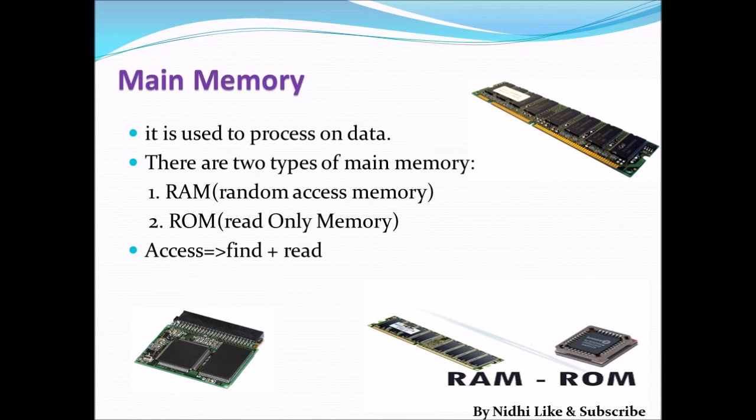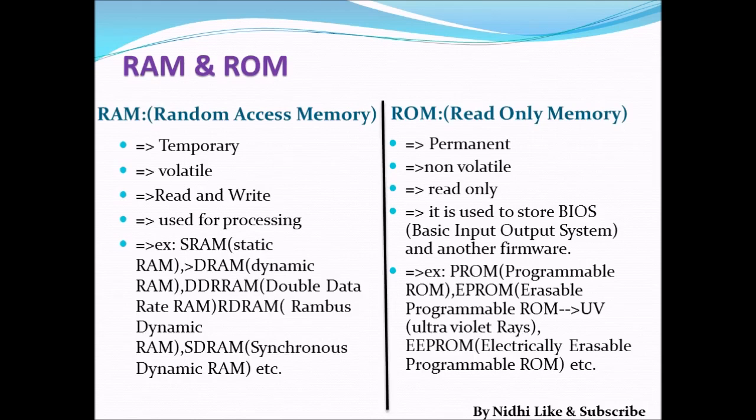For example, I have opened a PPT, so that PPT is opened in random access memory. If I will not save it, then it will not be available to me if I want to see that again. So if I will save it, then it will go to the secondary memory. Whatever work we will do, it comes to the random access memory. Okay, so it is temporary, volatile in nature. Volatile means if power cuts off, then we will not get that data if we have not saved it.